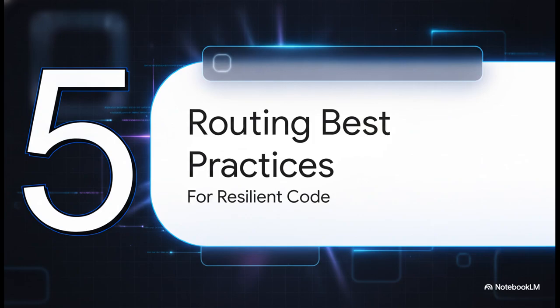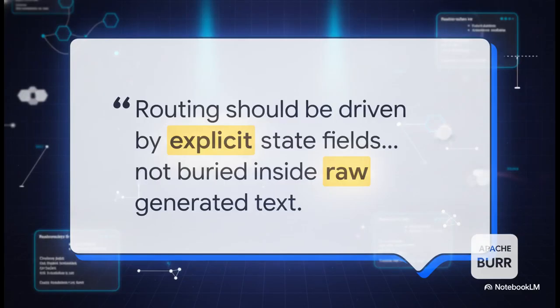Finally, let's hit Section 5, Routing State Best Practices. If you take away literally just one production rule from this explainer today, make it this: routing should be driven by small, explicit state fields, not buried inside raw generated text. Seriously, never rely on parsing massive blocks of unpredictable LLM output just to figure out your routing. That is a guaranteed recipe for a fragile system that will totally break the very second the language model decides to slightly tweak its formatting.